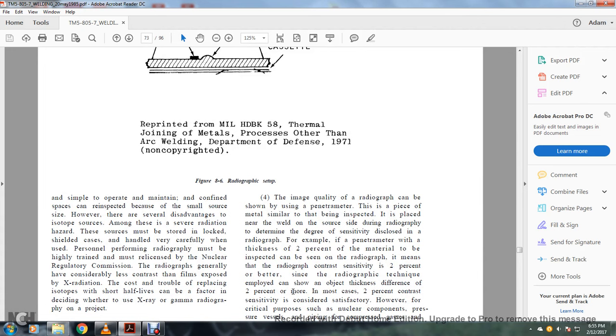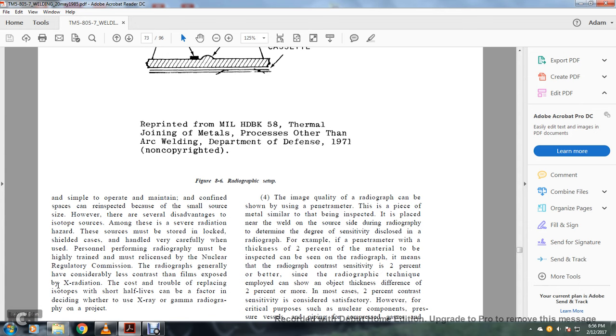Isotope sources are simple to operate and can be used in confined spaces because of the small source size. However, there are several different types of isotope sources. Among these are radiation hazards, so the sources must be stored in locked, shielded cases and handled very carefully. Personnel performing the radiography must be highly trained and licensed by the Nuclear Regulatory Commission. Gamma radiographs generally have considerably less contrast than films exposed with X-ray radiation.